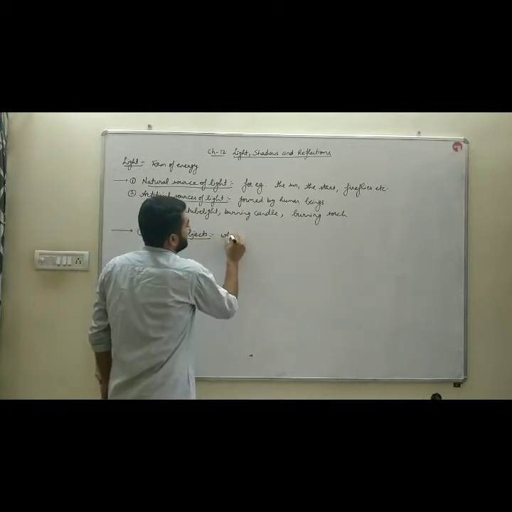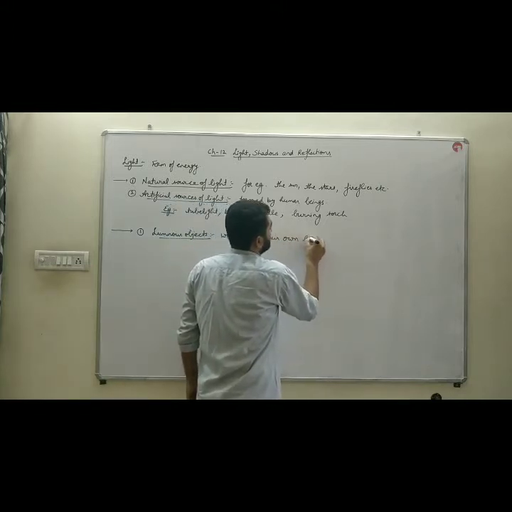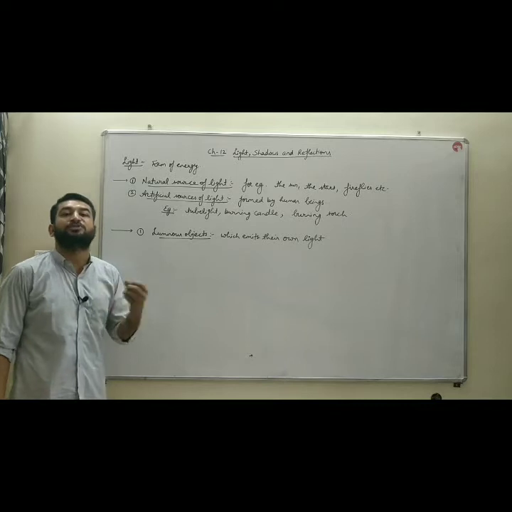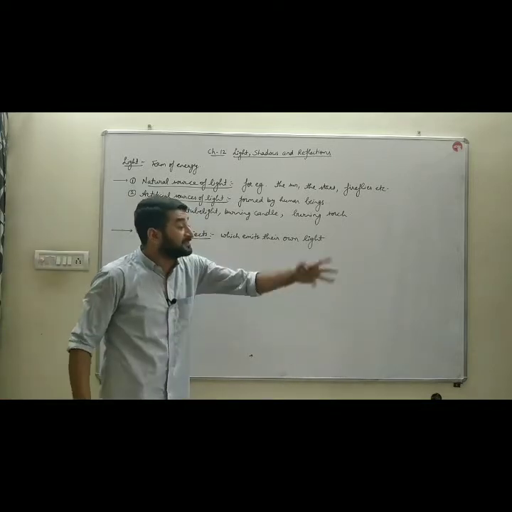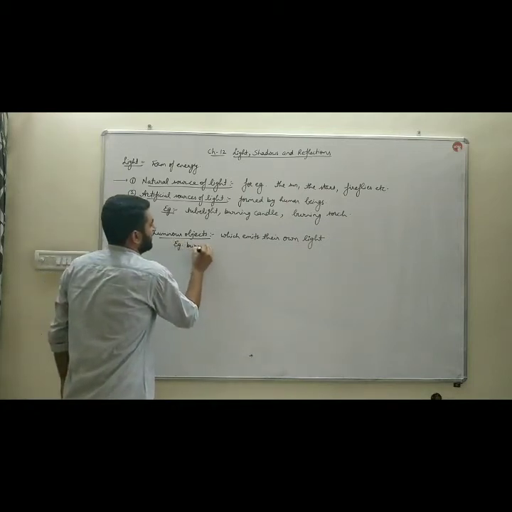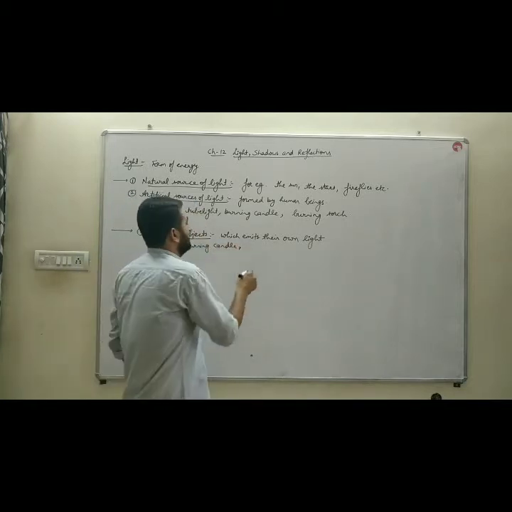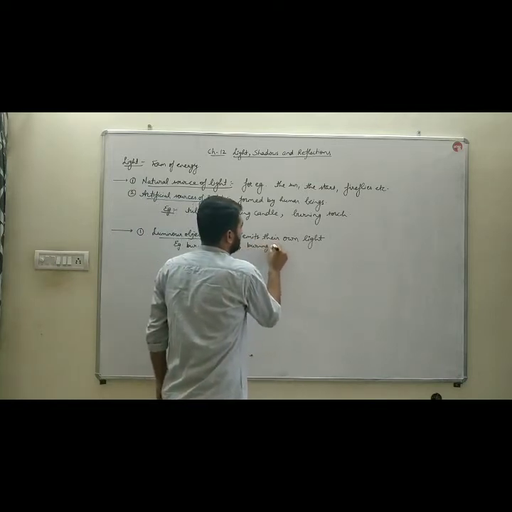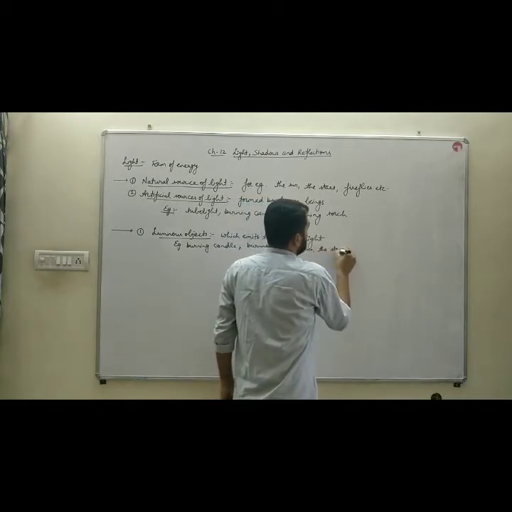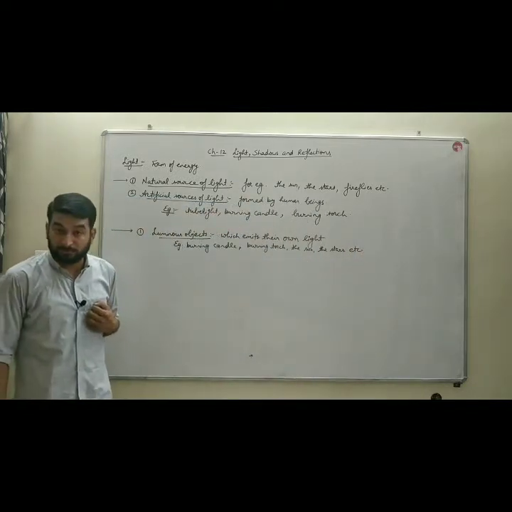The objects which emit, which release their own light are known as luminous objects. The sources of light which emit their own light are known as luminous objects. For example, burning candle. Burning candle gives the light of its own. Burning torch. The sun. The stars. These are luminous sources of energy. They give light of their own.